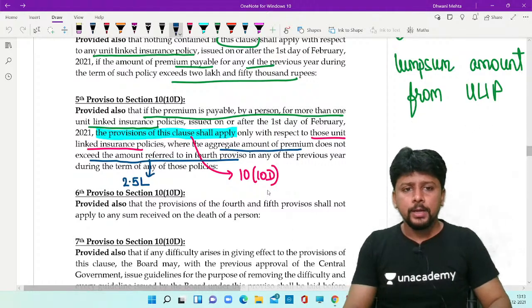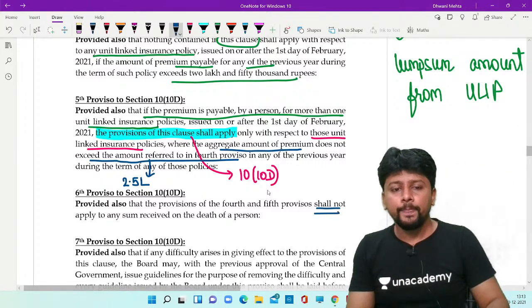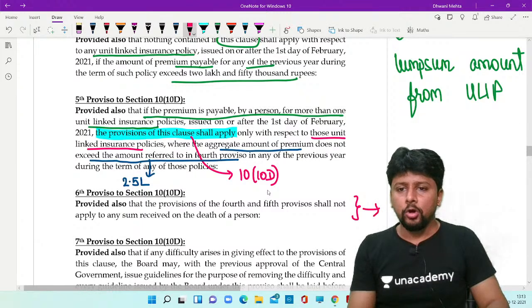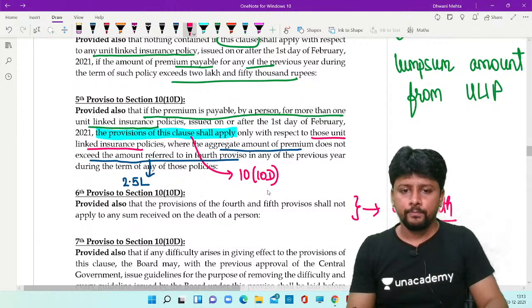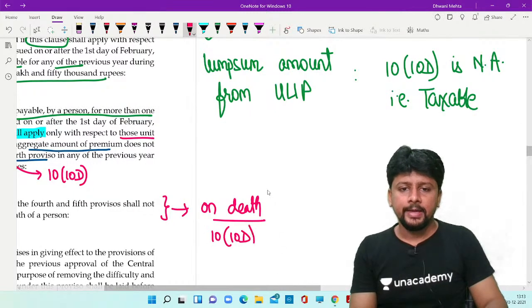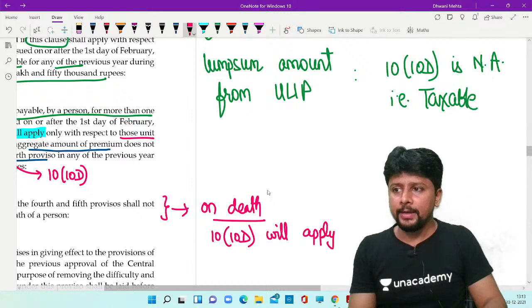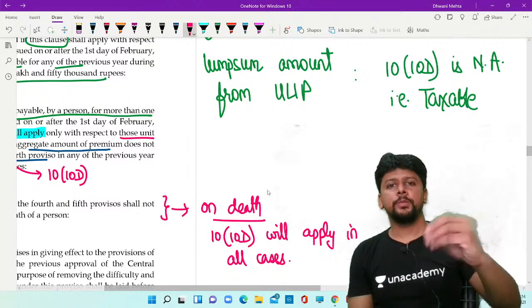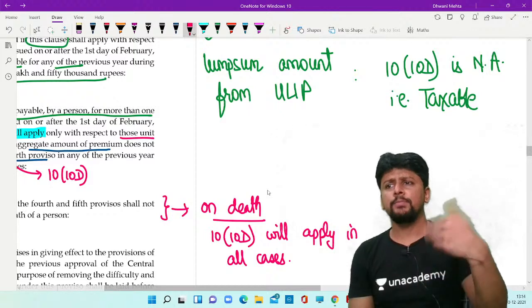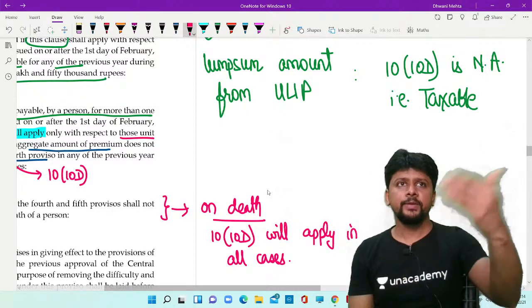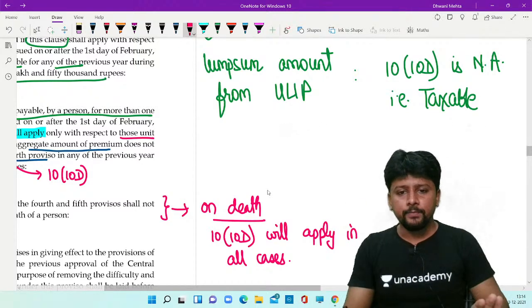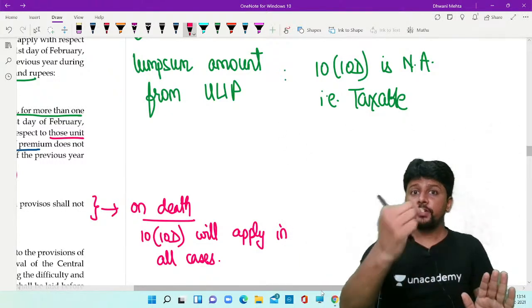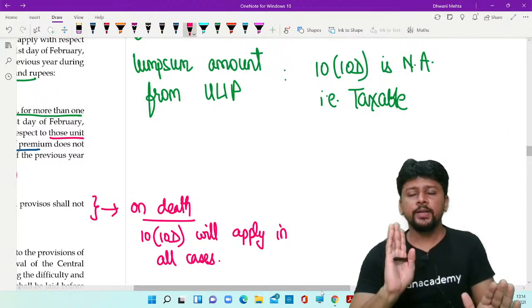Then the sixth proviso says the fourth and the fifth proviso shall not apply if it is received on death of a person. So, what does this mean? On death of a person, no taxability. Exemption under 10(10D) will apply in all cases. Whether your premium was below 2.5 lakhs or above, whether it was a single policy or multiple policies, if you are receiving money on death, that means the money will be received by the legal heir. Legal heir getting the money on death of the person, exemption will be available. That means this taxability is only with reference to the redemption, the maturity. Death pay you will get exemption.